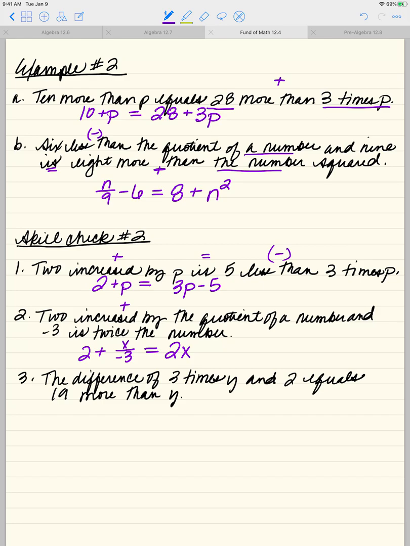Okay, last one, the difference of 3 times y and 2 equals. Got some subtraction happening here, so what am I subtracting here? 3 times y and 2, all right, 3 times y and 2, and then that equals, so that's my left-hand side of the equation. 3y, that's how I write 3 times y, minus 2 equals 19 more than, that tells me addition, y. 19 plus y, and you're done, okay?